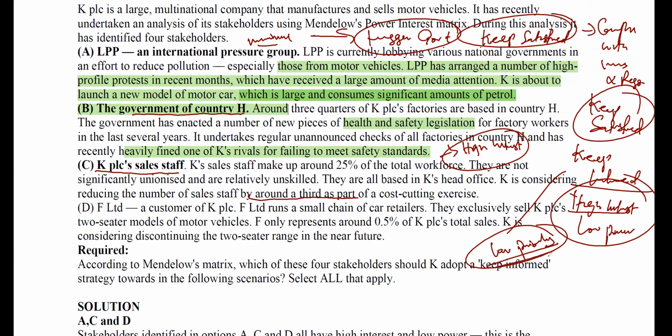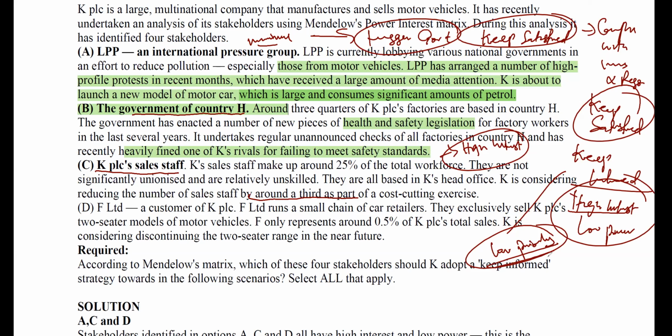And looking at this, to some extent, it means that they are not unionized. They are relatively unskilled, and we are also laying them off, meaning they are not so important, right? They have less power, and their interest too is not that much. So low priority. But I can also say they have a high interest because they were still the sales staff of the company, right? So because of that, we just keep them informed of changes and things that are happening. Even this cost-cutting exercise, you have to inform them, don't we?